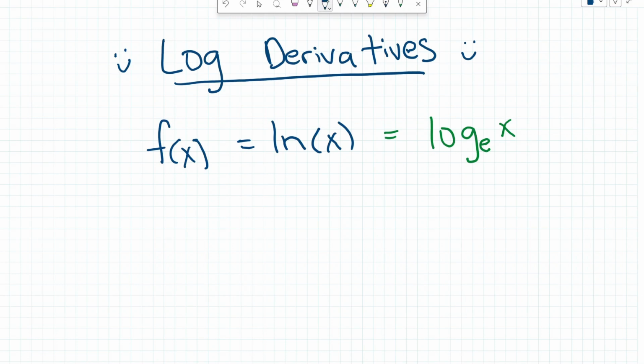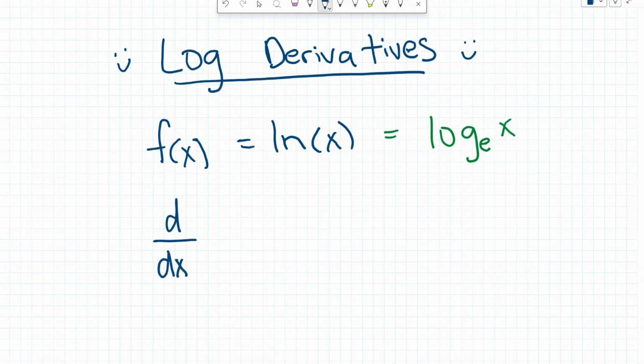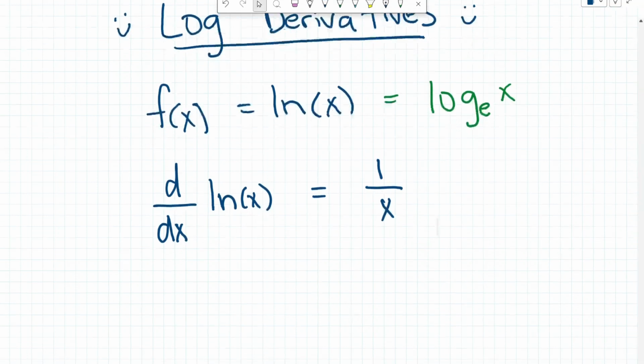Okay, so now let's look at what the derivative of our ln function is. Let's use Leibniz notation. We have d over dx, the derivative with respect to x of ln x. This simply equals 1 over x. This is something that you should definitely memorize. No sense deriving the whole process, just know that the derivative of ln x with respect to x equals 1 over x.